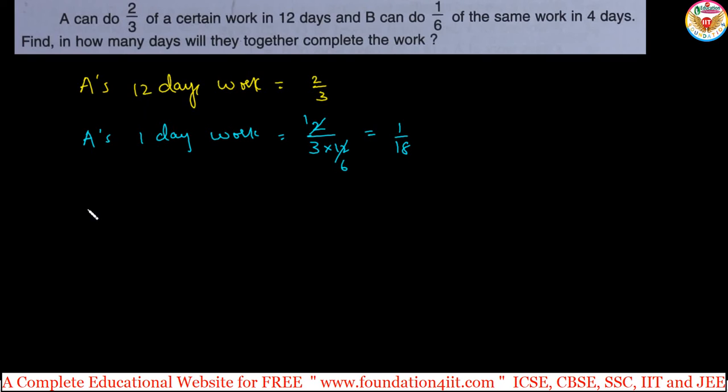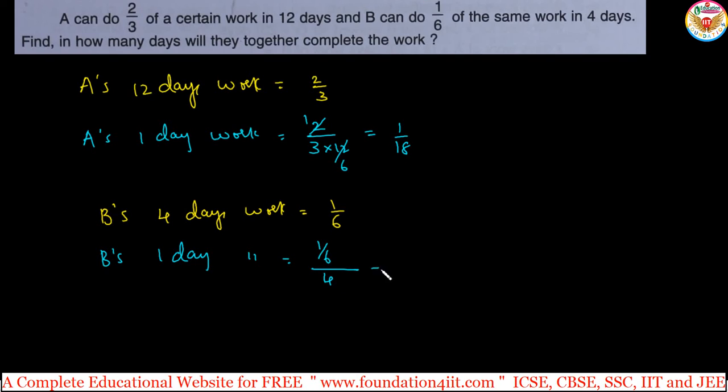In the same way, B. B can do 1 by 6 of the same work in 4 days. So B's 4 days work is equal to 1 by 6. Therefore B's 1 day work is 1 by 6 divided by 4. That means you can write 1 by 6 into 1 by 4, that is 1 by 24. 4 means 4 by 1, so the reciprocal is 1 by 4. So 1 by 6 into 1 by 4, right, that is 1 by 24.